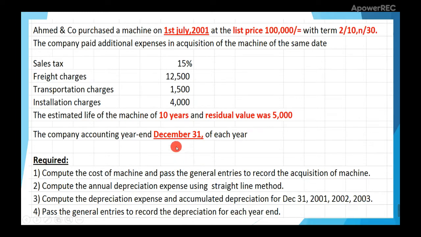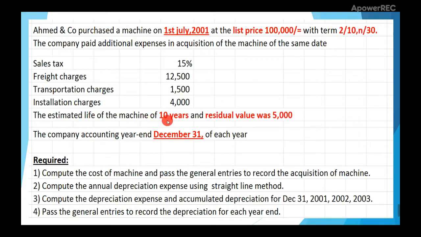Okay, come to the first line. Ahmed and Co. purchased a machine on 1st July 2001, for which the list price is 1 lakh rupees. With terms and conditions: if you pay this amount, meaning 1 lakh rupees, within 10 days, we will take a discount of 2%. Otherwise, you should pay the amount within 30 days. And additional expenses are borne on this machine when we import it: sales tax, freight charges, transportation charges, installation charges.